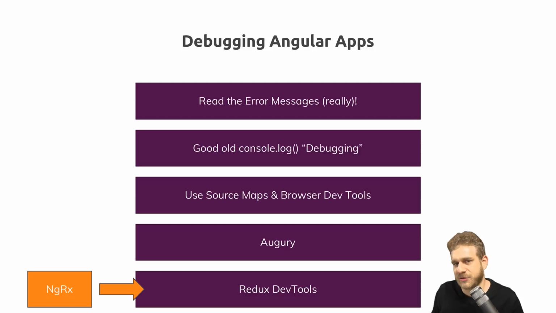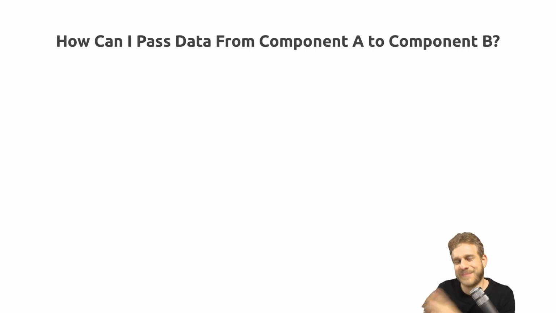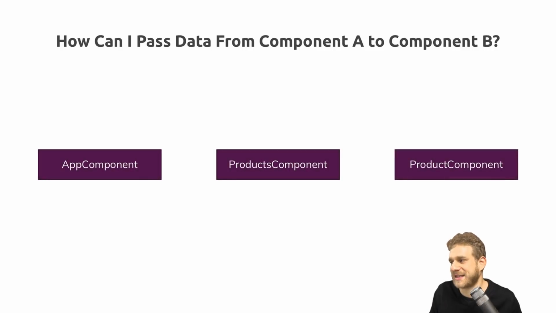These are a lot of great tools that help you debug your Angular apps. Okay, let's leave the world of errors and let's have a look at something else I get asked a lot. How can I pass data from component A to component B? So here's a concrete setup with an app component, a products component, and a product component.